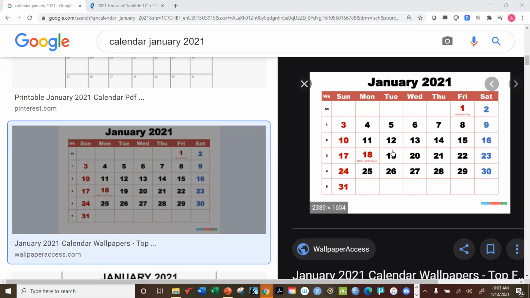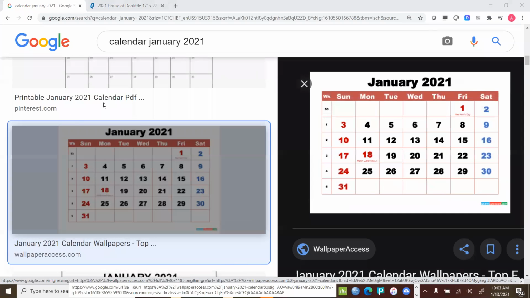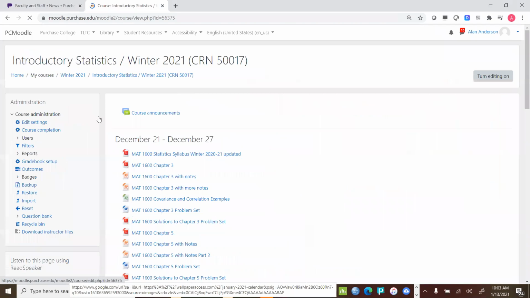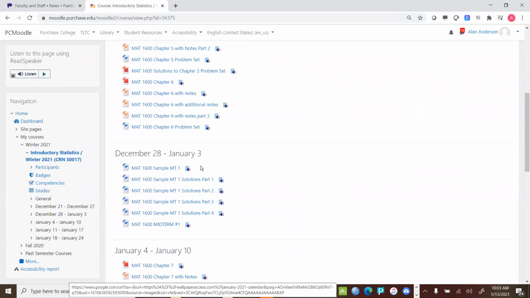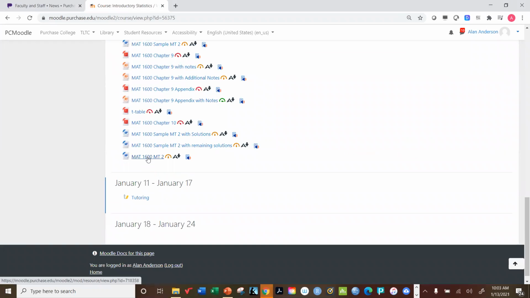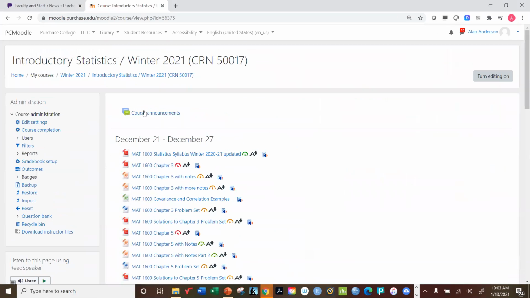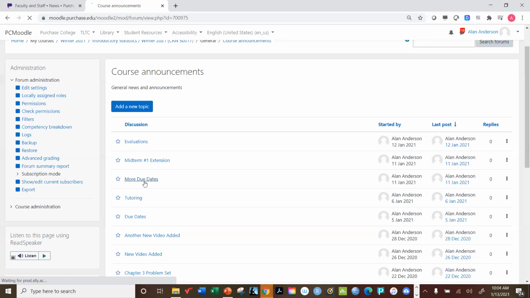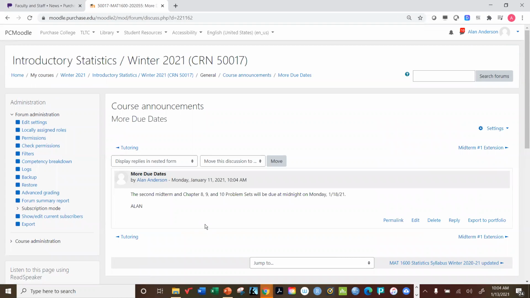So let's see, how should we do this? Now, you've already got on Moodle a chapter 8 problem set. Let's go take a look at it. And by the way, the second midterm is there. It's down here somewhere if you want to get started on it. And this one, I think we agreed, is due on Monday the 18th. More due dates. Here it is.